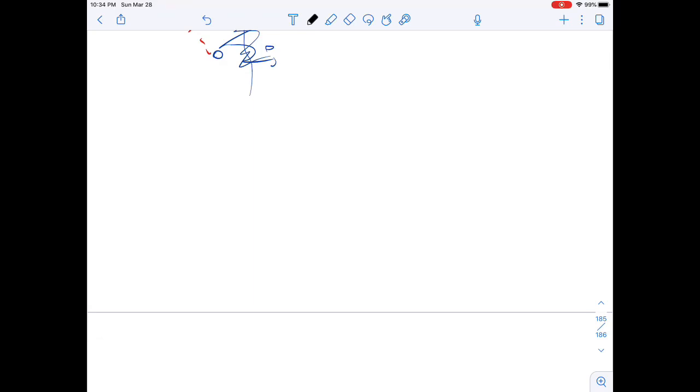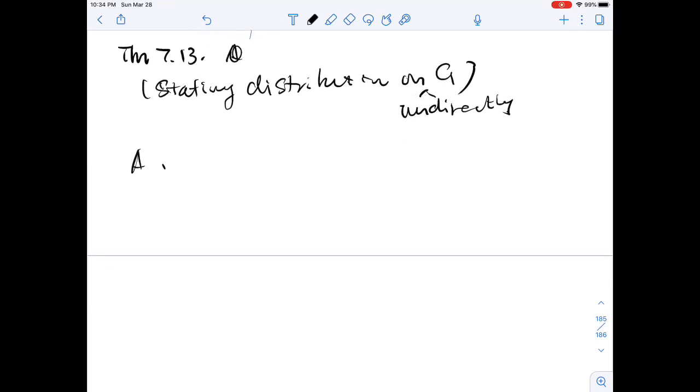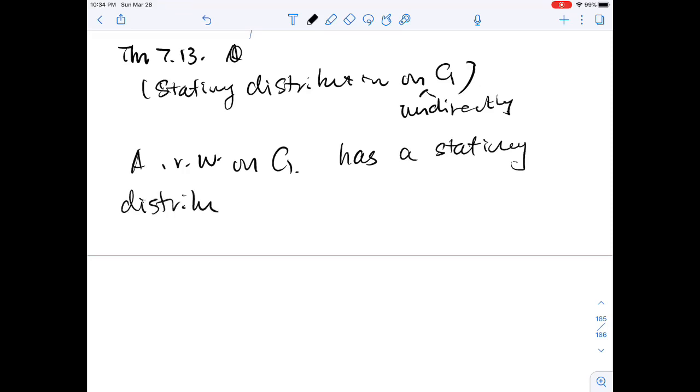So let's start with the real major one that we need to prove, the theorem 7.13. It's really just talking about a stationary distribution on an undirected graph G. It says that a random walk on G has a stationary distribution pi v equal to degree of v divided by 2e.